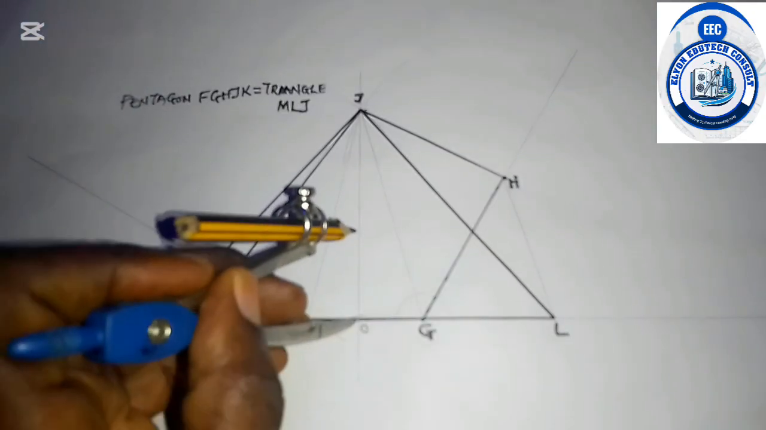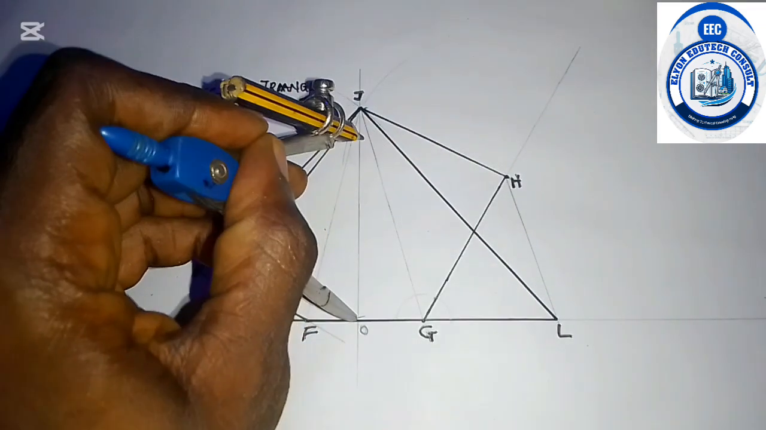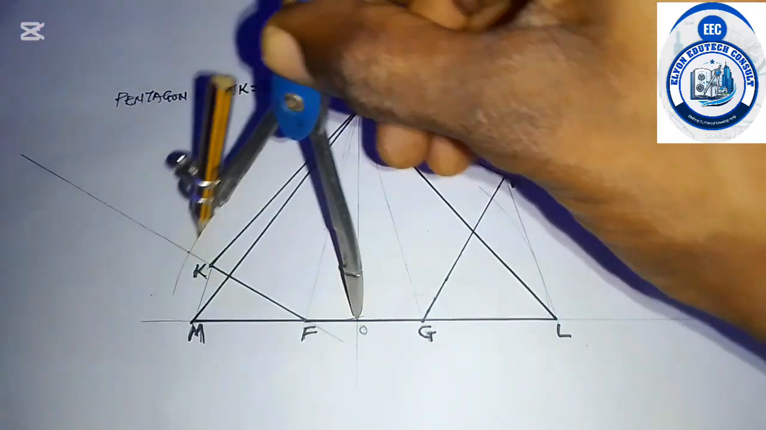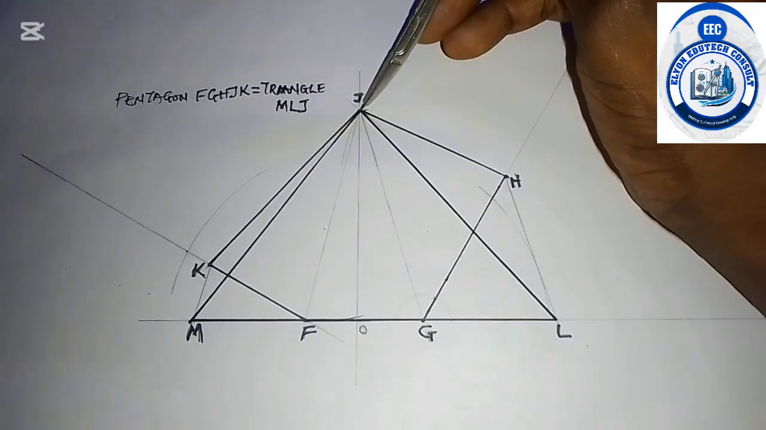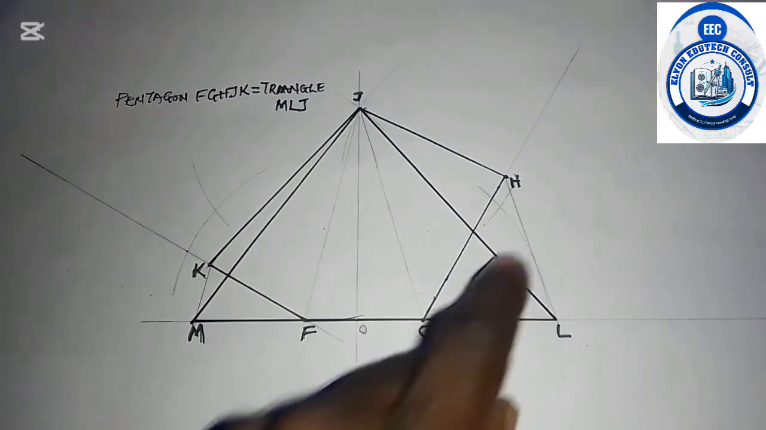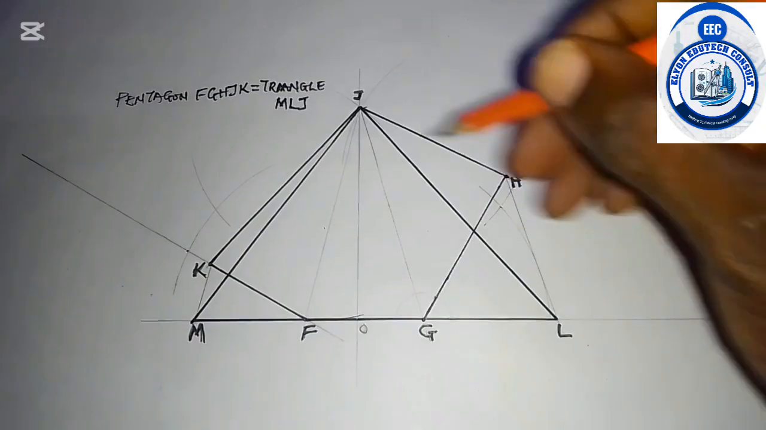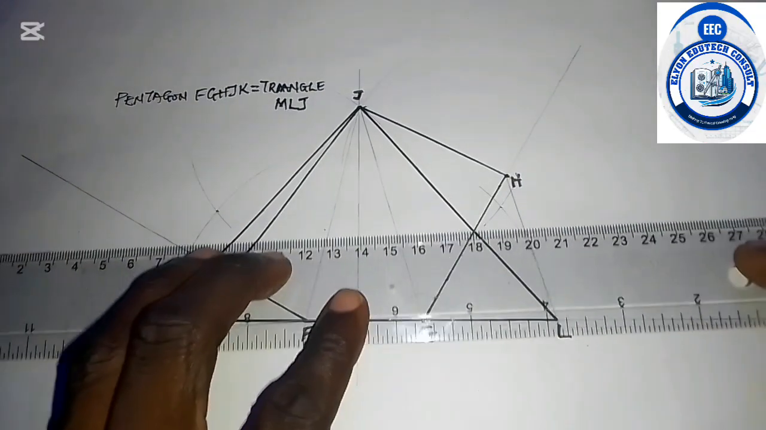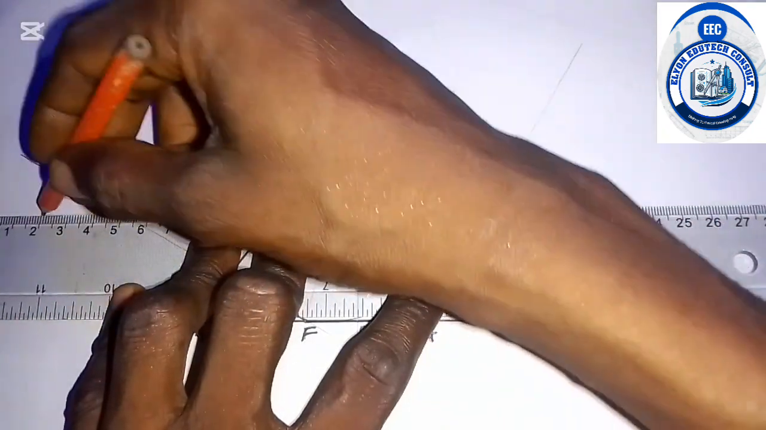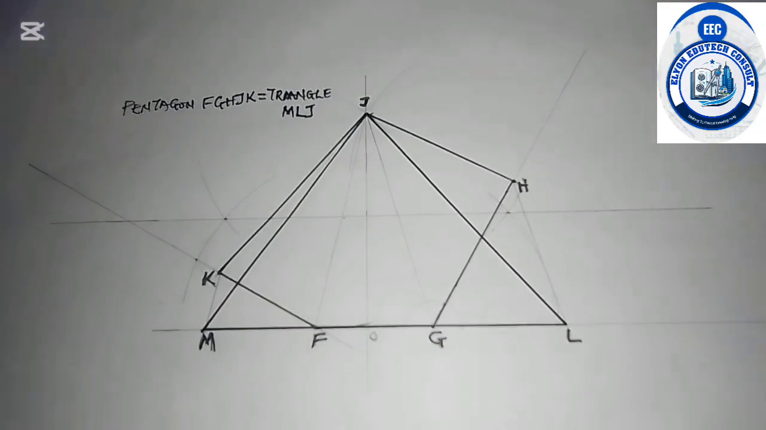So needle on this point, stretch your compass to any length of your choice. Strike an arc like this. Let your eyes be on the arc. Come to J, strike an intersecting arc this way. Now take note where the arcs intersect, that is at this point and at this point. Now I'm going to be drawing a line, joining the two points together this way. I hope you can see this clearly.